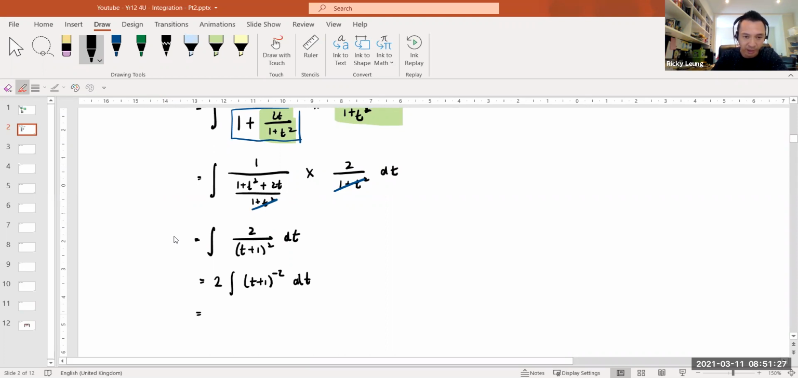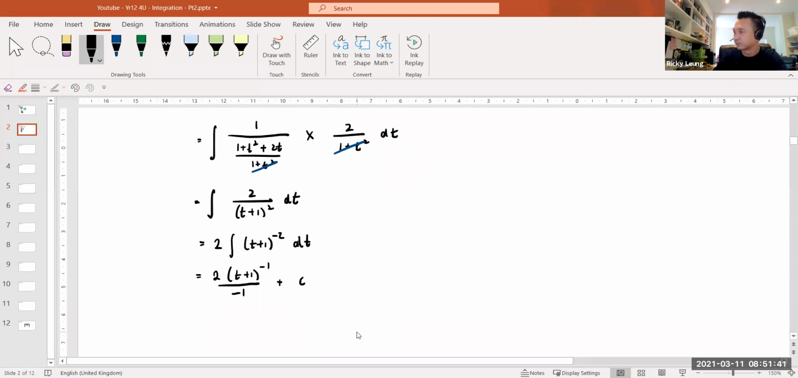So I can use 2, add 1 to that power, divide by that new power, plus c. Technically, I need to times up and by 1, but it doesn't matter. That's my answer. So my answer here is, well, actually, be careful here. The negative comes down, the negative comes in front. So negative 1 on 2t plus 1 plus c.